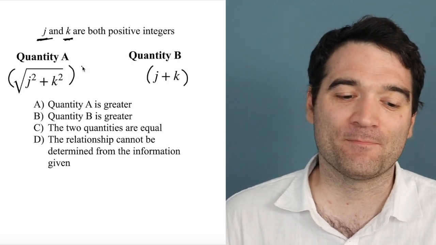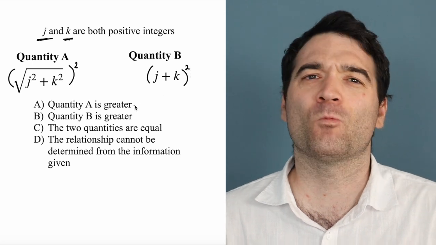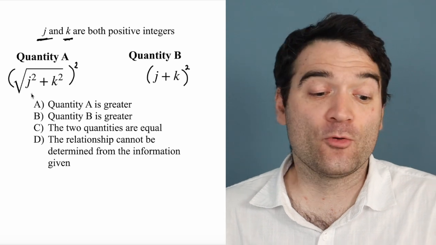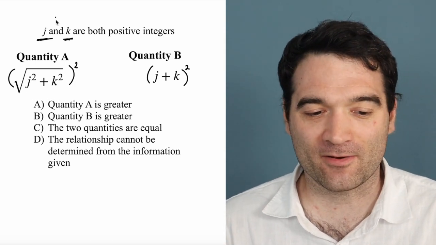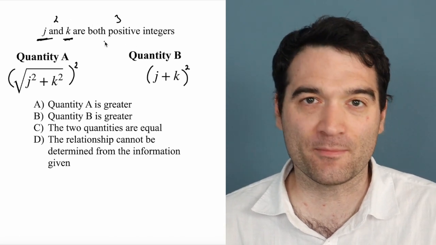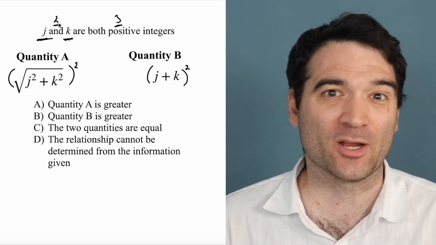Why am I saying that? Because what I'm going to do here is square both sides. You might say, well, why are you just allowed to do that? Here's why. I don't know what these values are. But for instance, if I'm comparing quantity A as 2 and quantity B as 3, and I square both of them, it doesn't change anything. This one is still bigger than that one.